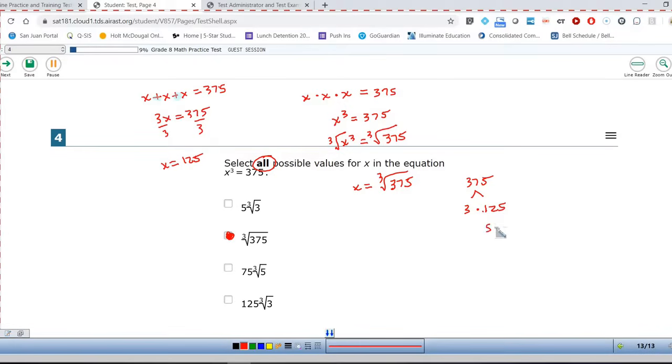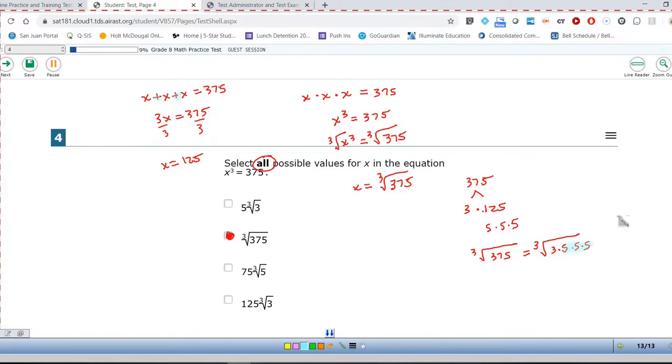125 is 5 times 5 times 5, right? 5 times 5 is 25. So the cube root of 375 is equal to the cube root of 3 times 5 times 5 times 5.